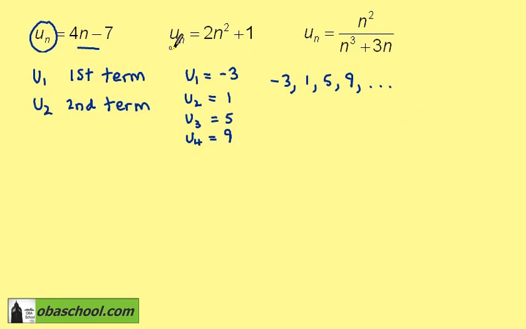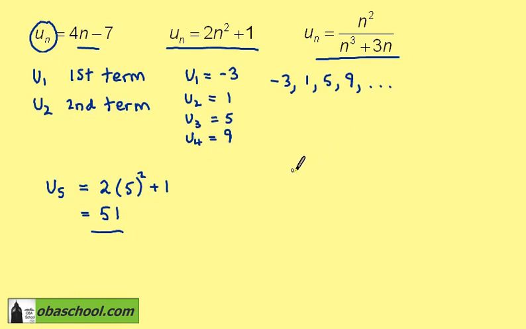If we now consider this nth term formula, u5 would be 2 times 5 squared plus 1. So we replace n by 5 for the fifth term, and this gives us 51.